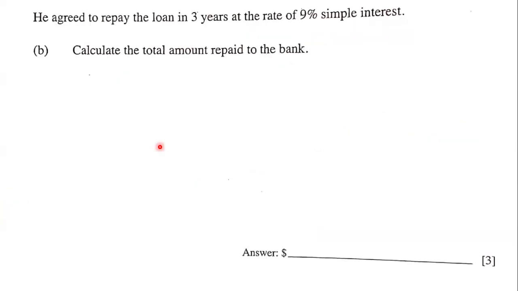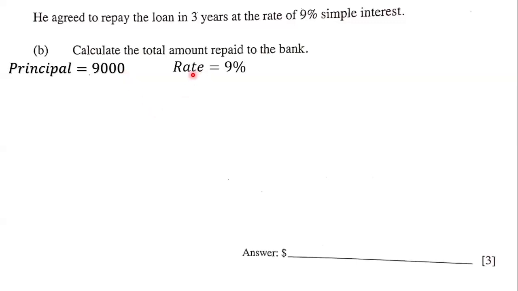The next question states the following. He agreed to repay the loan in 3 years at the rate of 9% simple interest. Calculate the total amount repaid to the bank. Now, the first thing that we're going to do is outline what our principal is, our rate is, and the time. And so the principal is the amount borrowed. The principal is 9,000.